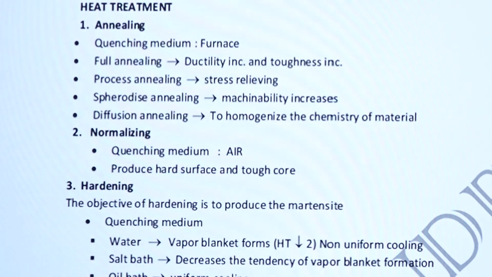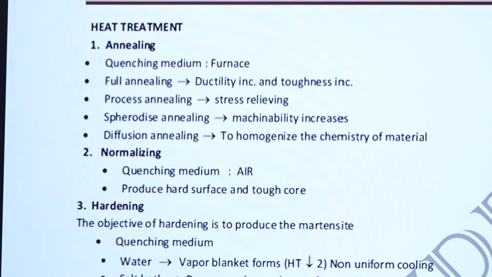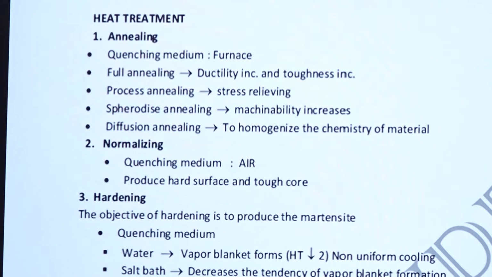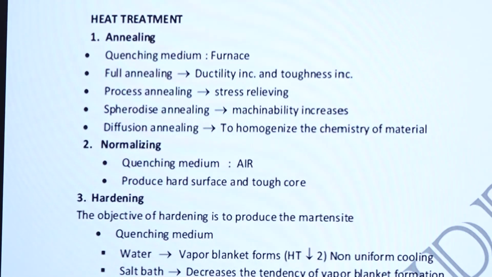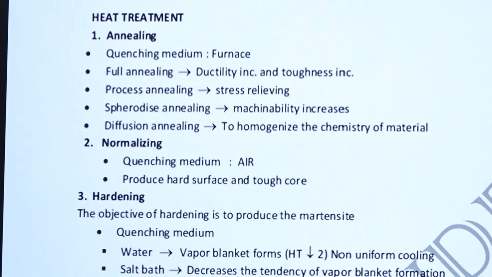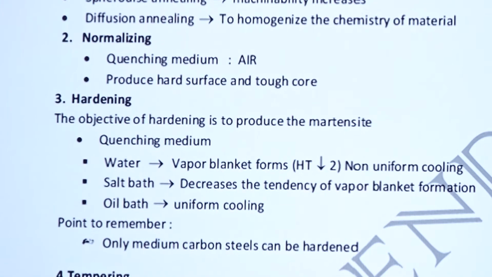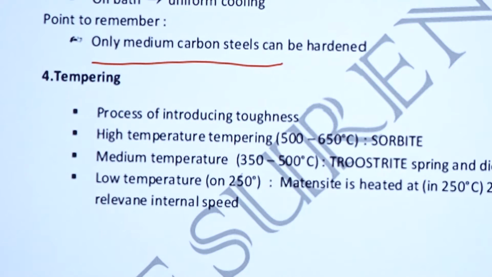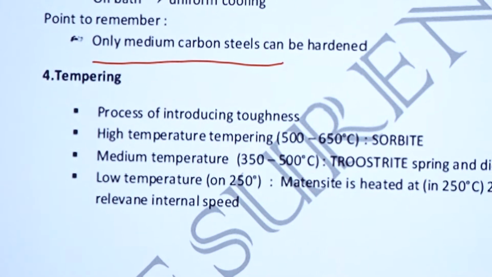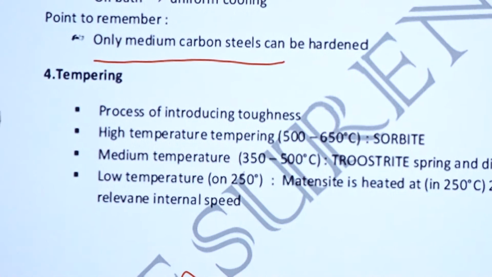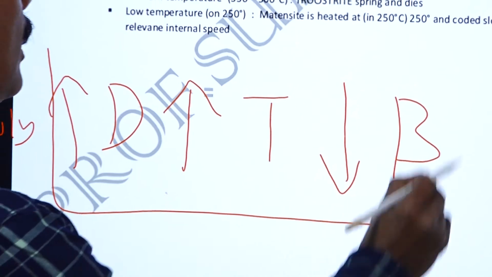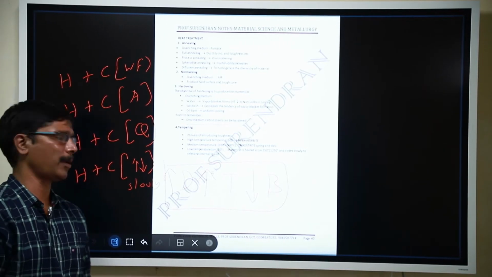Okay. So in normalizing, we heat in the furnace, take it out and keep it in the presence of air. In hardening, we heat in the furnace and quench in a medium. It may be water, oil or brine solution like that. Here you should remember one thing, only medium carbon steels are hardened. Tempering: after hardening, it produces a needle structure. So after hardening, we always do a tempering operation to increase toughness, to reduce brittleness, and to increase ductility. These are the three points you should remember for tempering operations.